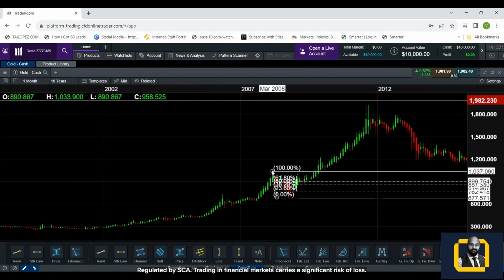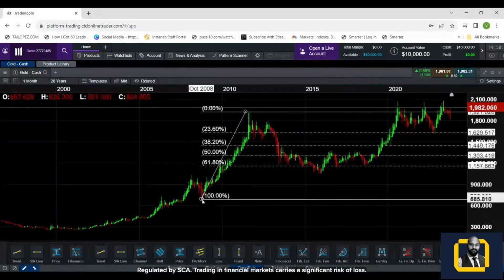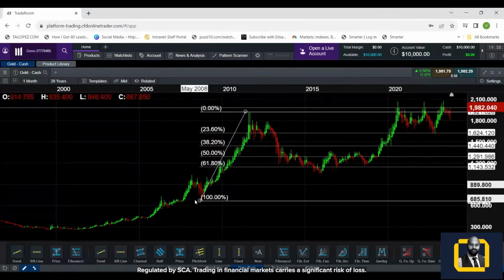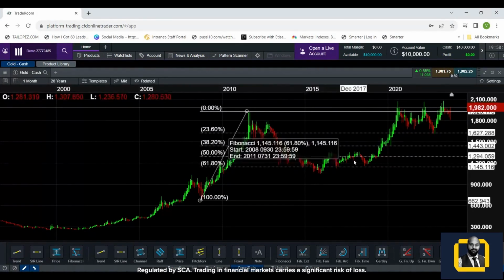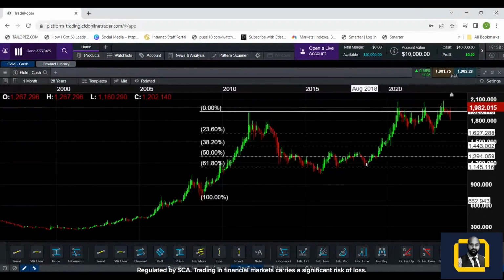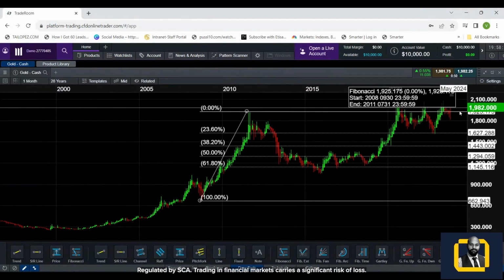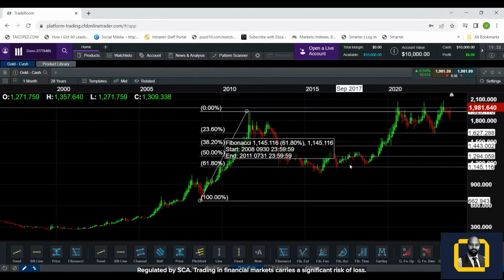So we see another drop that happened here. So this was a very big swing that happened all the way from 2008 till 2010, where it kind of peaked out and it started dropping in 2012 and it came to a certain point and went sideways for a couple of years and actually went back up higher again. Again, if you notice, this is at 61.8. So we see 61.8 working in gold as well.